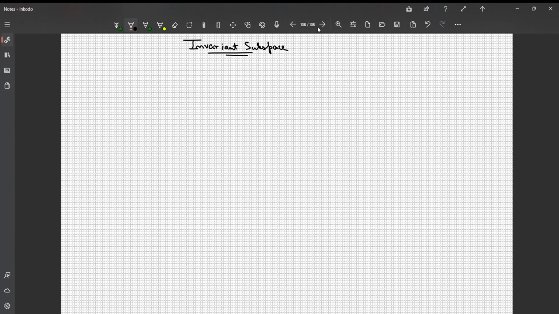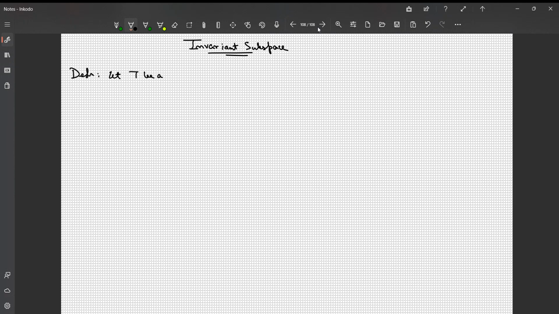Right? So if you remember what the minimal polynomial was, it was the least degree monic generator of the ideal of annihilating polynomials of a certain linear operator, right? So we start with the concept of an invariant subspace. Okay. So let us straight away come to the definition.